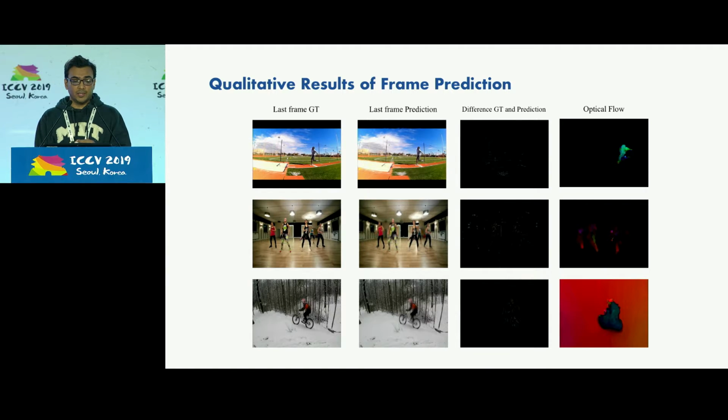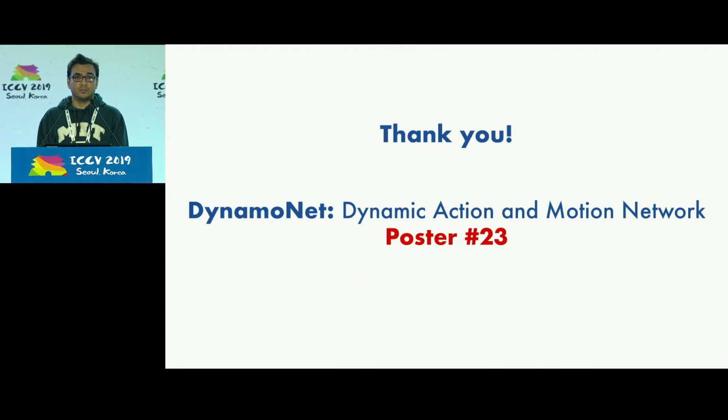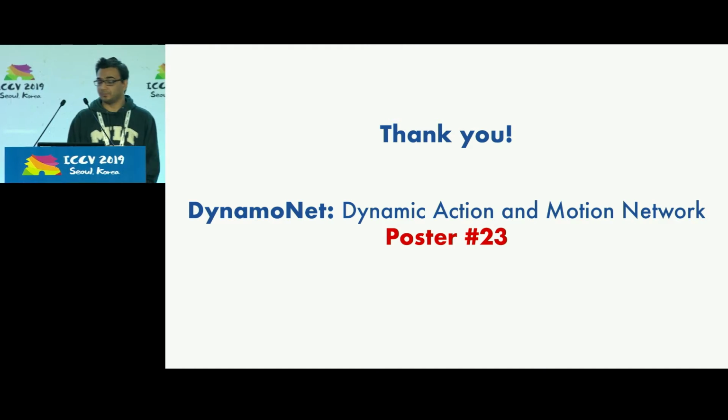Just for qualitative evaluation, what we show is the last frame and the predicted future frame, which is one future frame, and we show the difference between the two predictions. We found some motion representation, not sure if it is visible or not, but there is some motion information. We also tried to compare the optical flow and the predictions. You could see the difference of 2 frames. You're welcome to attend my poster. Poster number is 23. Okay, thanks.